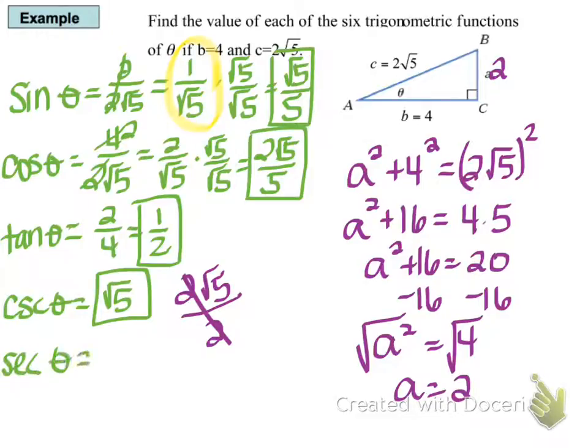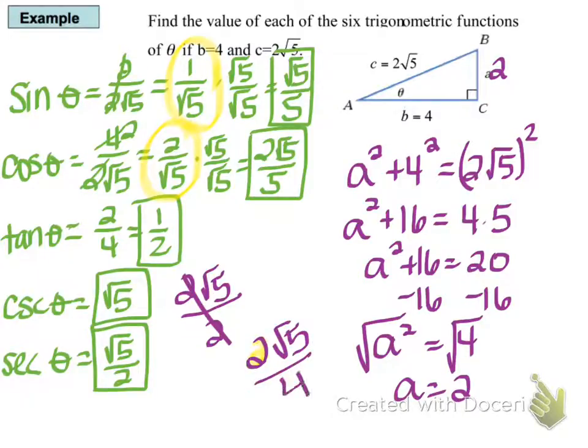In terms of secant, once again, I'm going to go ahead and just take the reciprocal of cosine, but I'm going to use the answer before I rationalized and get root 5 over 2. You could also do the hypotenuse over the adjacent side, so we'd have 2 root 5 over 4, and 2/4 is 1/2, and you can see either way you get the same answer. And then the same process for tangent and for cotangent, and we would get 2 over 1, which is 2.